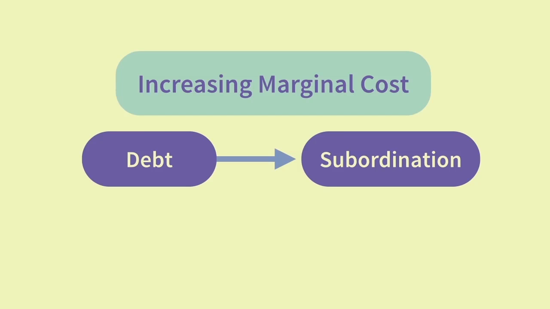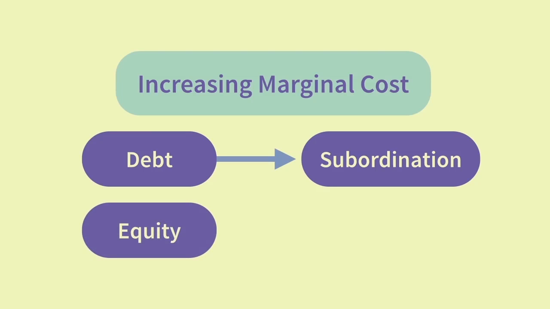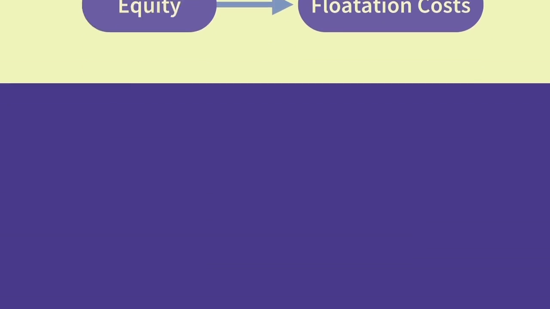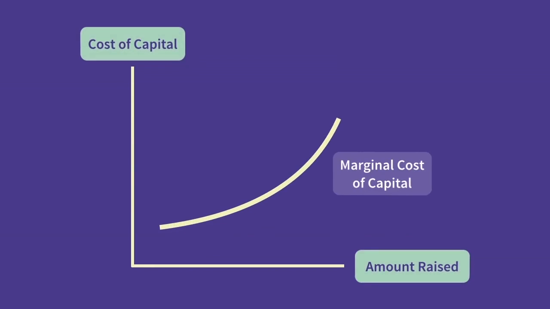What if we were issuing equity? As we will find out in the next section, issuing an equity security comes with flotation costs. So every dollar we raise through an equity offering costs more to get a hold of. Because of these, we end up with this upward sloping shape. Although in reality, this curve isn't a smooth upward slope like this.